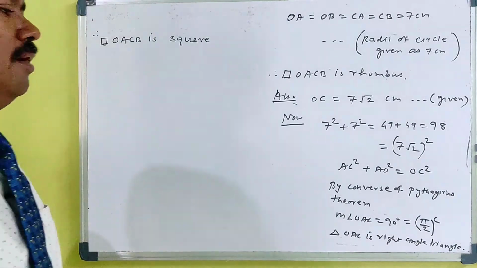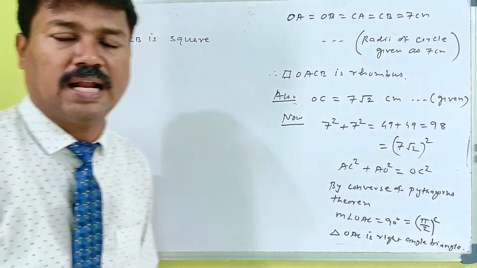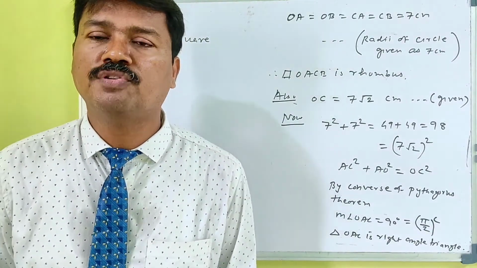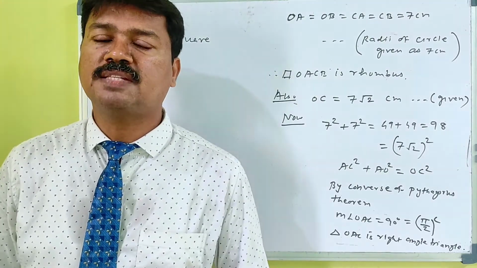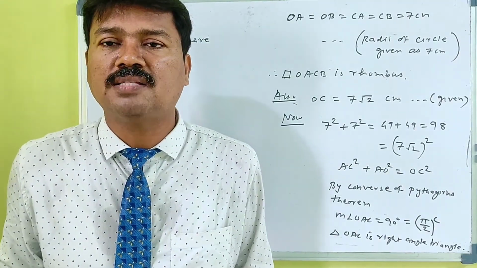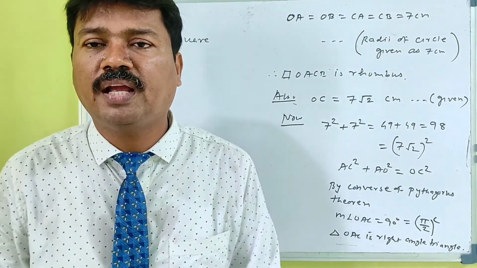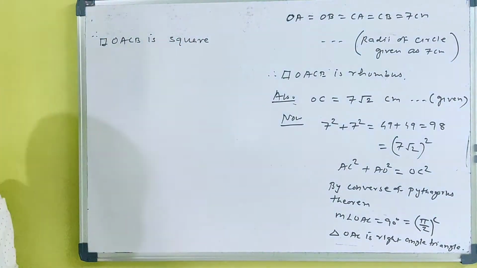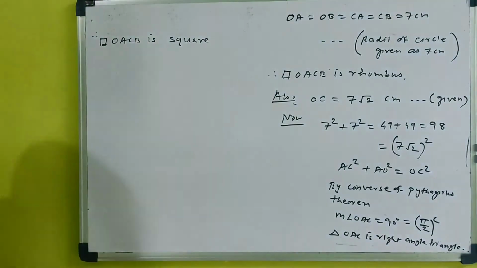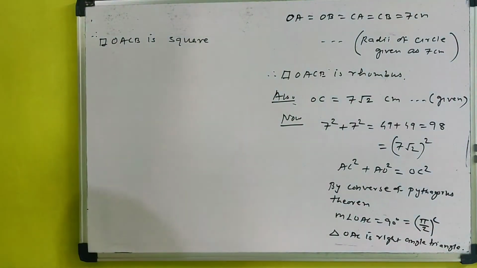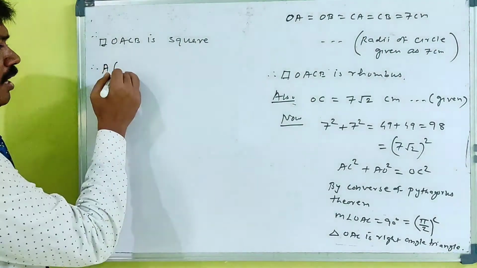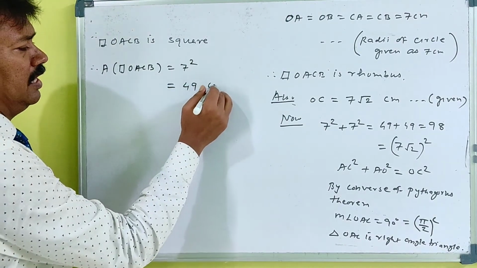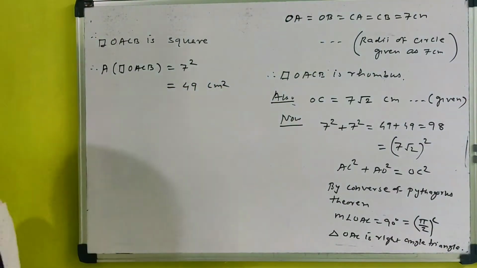Because any rhombus is always a parallelogram. On parallelogram में क्या होता है? Opposite angles are equal and adjacent angles are supplementary. Now opposite equal मतलब एक 90 है तो उसके opposite 90 और बाजू वाला supplementary मतलब वो भी 90 हो जाएगा. तो automatically all angles are 90 in the rhombus. So rhombus automatically becomes square. All sides are equal and angle is 90 degree. So it is square. Therefore, area of this OACB is nothing but 7 square, which is 49 centimeter square, because 7 is the side of this.